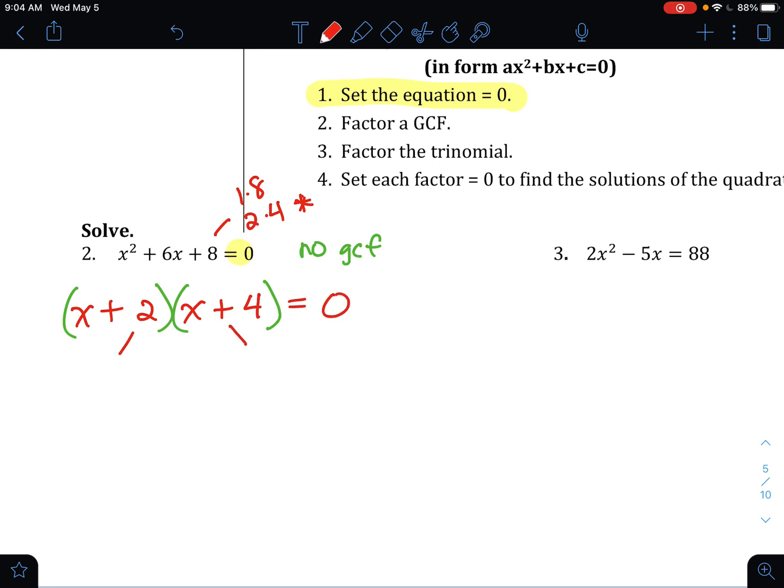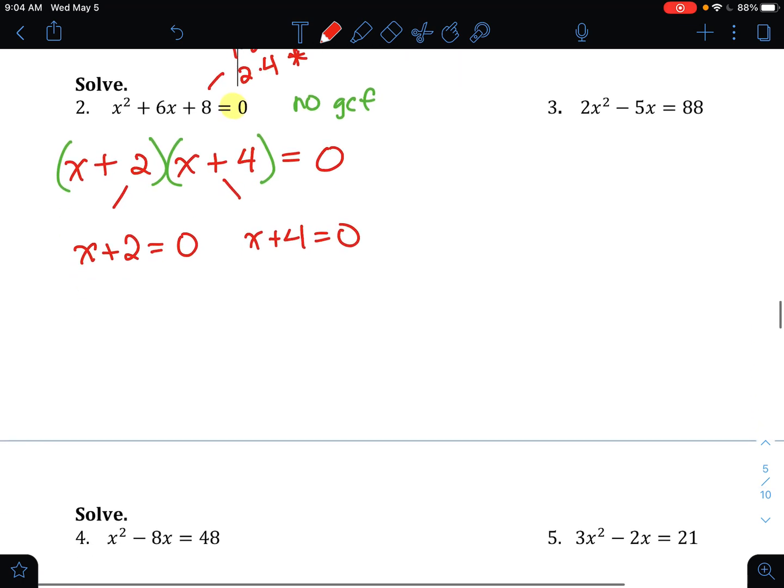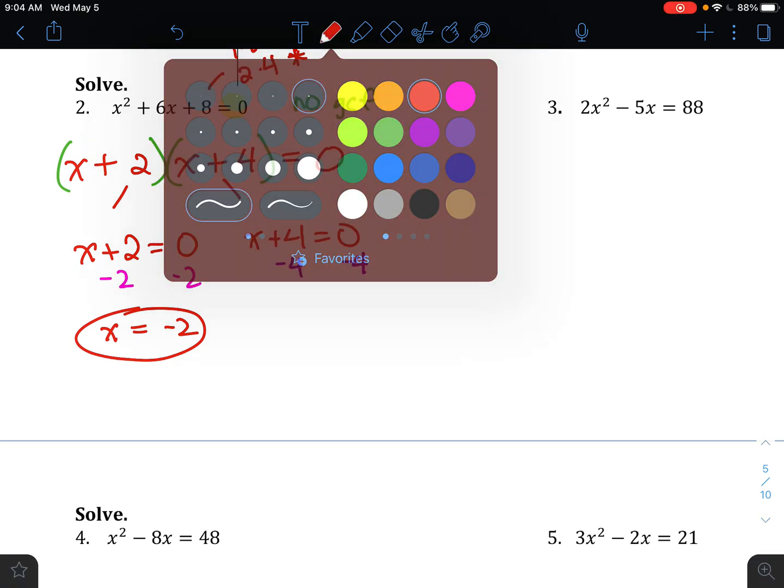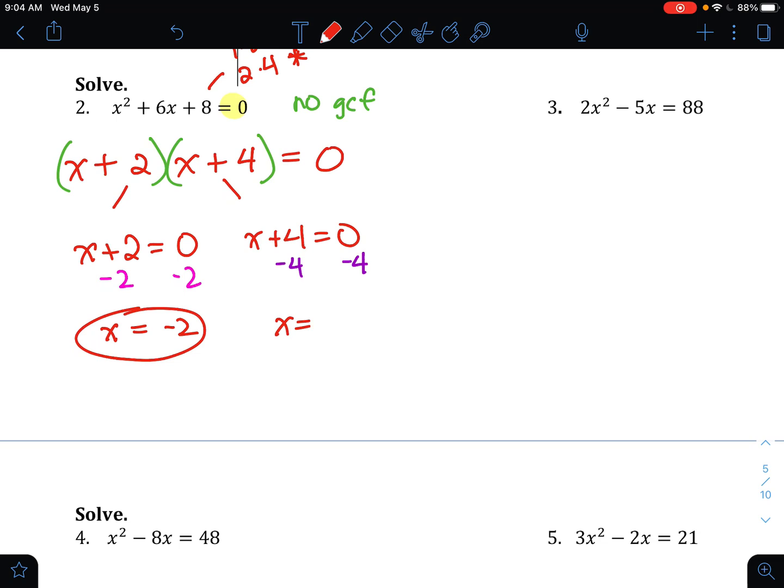Now we're ready to set these equal to 0 separately. So I'm going to solve x plus 2 equals 0. I'm going to solve x plus 4 equals 0. And those are my solutions. I'm going to take away 2 from both sides here. So I get x equals -2 for a solution. On the second equation, take away 4. And so I would have x equals 0 minus 4, which is -4. So I get 2 negative solutions here for number 2.